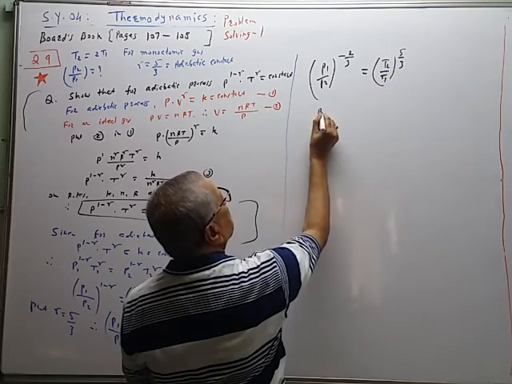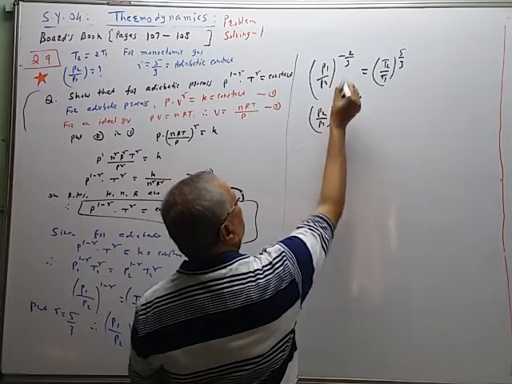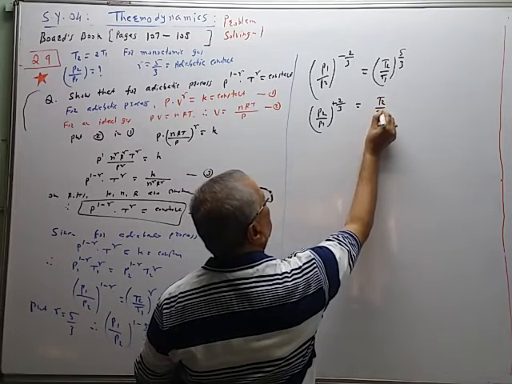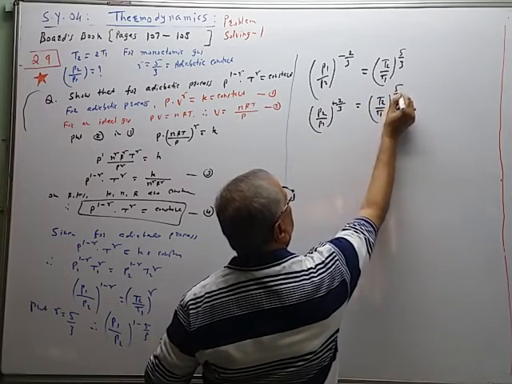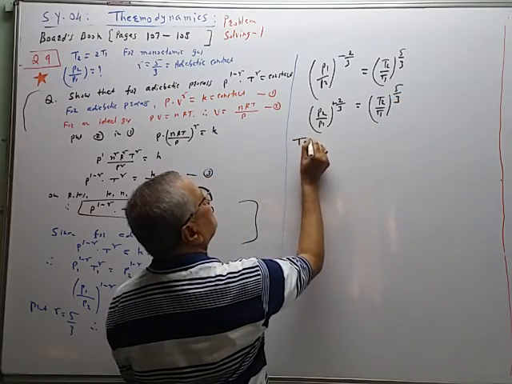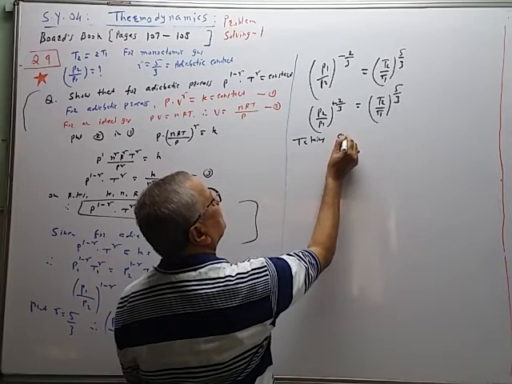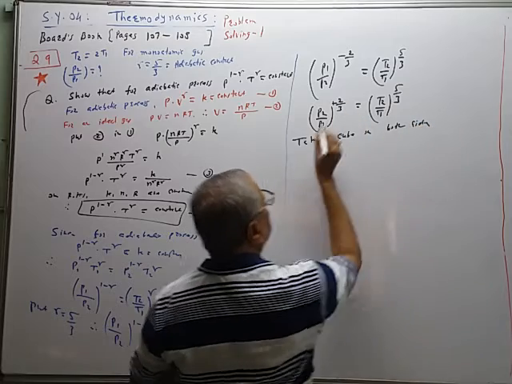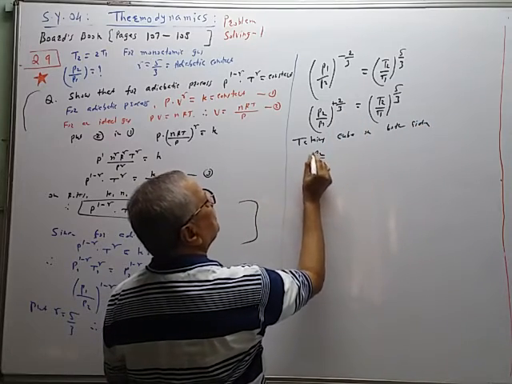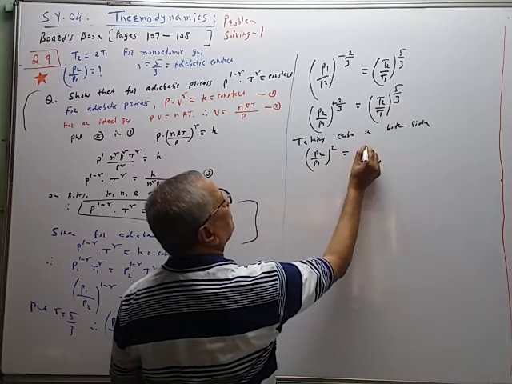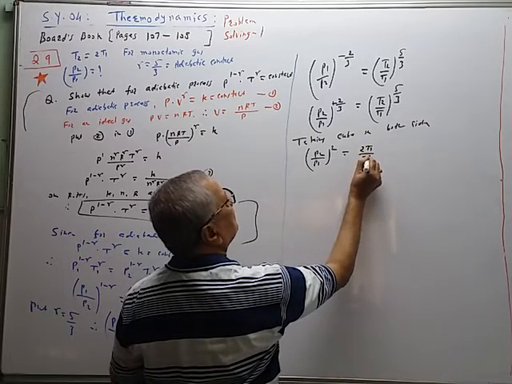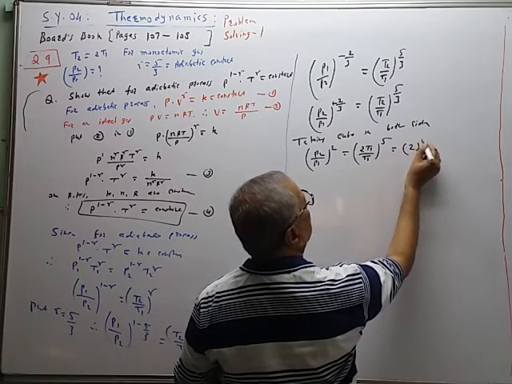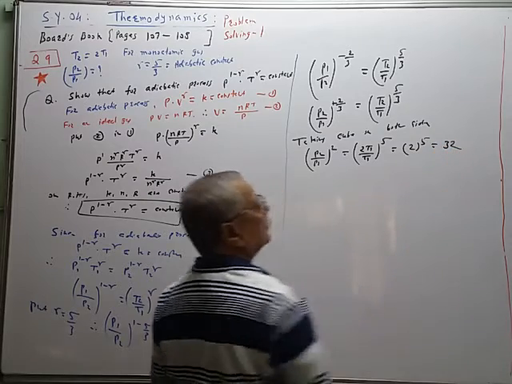आता ही जी आपण ब्रॅकेटमध्ये ऑर्डर चेंज केली, P2 upon P1 जर केला तर हा प्लस 2 by 3 होईल. T2 upon T1 raised to 5 by 3. Taking cube on both sides, हा 3 cancel होऊन जाईल. So P2 upon P1 bracket square is equal to, आता T2 ची व्हॅल्यू 2 times T1 टाकली, raised to 5 होईल. So this is equal to 2 raised to 5, that is equal to 32.